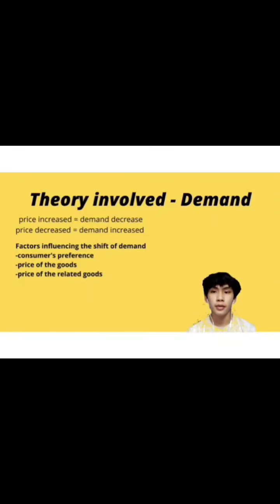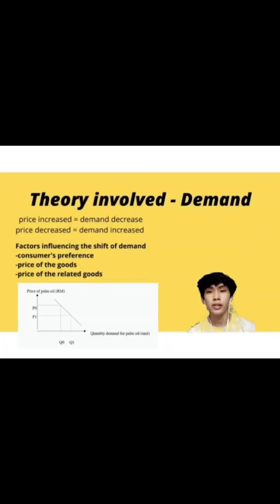I want to talk about demand. The demand curve describes the relationship between price and quantity demanded. The curve in the diagram has a downward slope. Based on the law of demand, when the price of goods decreases, the quantity demanded will increase and vice versa. Factors influencing the shift of demand are consumer preferences, the price of the goods, and the price of related goods. As we can see, the price of palm oil decreased, so demand increased because it is basically a necessity good.